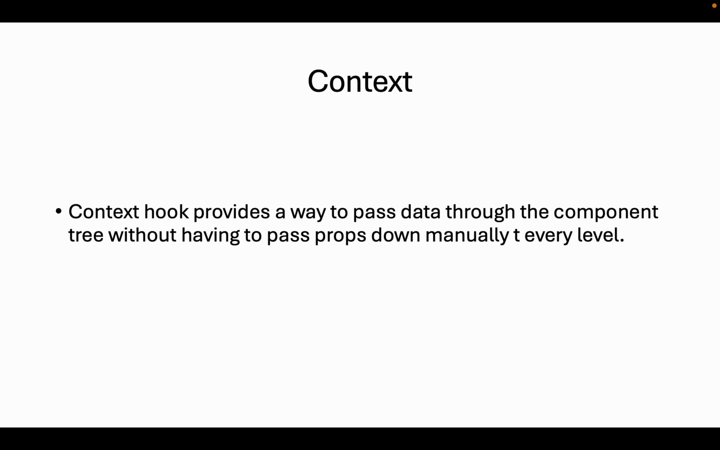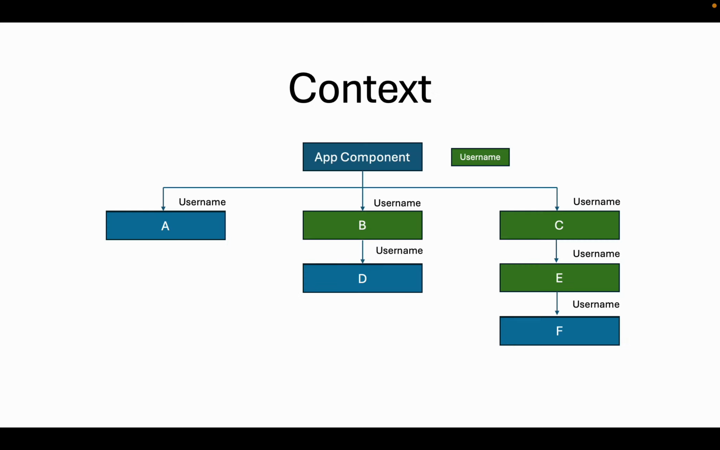So in today's tutorial, we will be learning an example in which we have a root component App from where we will be passing username to component C, component E and component F. I want you guys to understand it without using the useContext hook. This will help you in better understanding of the useContext hook.